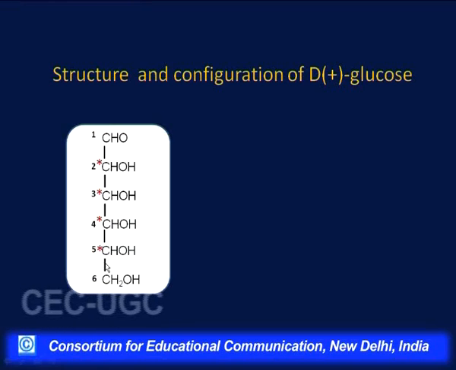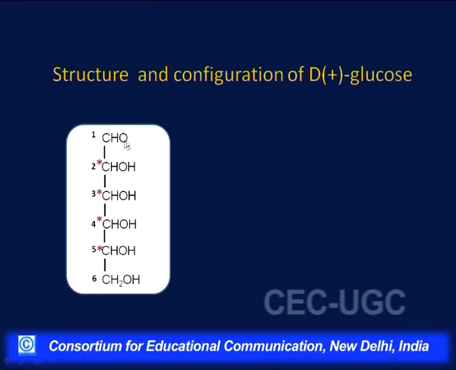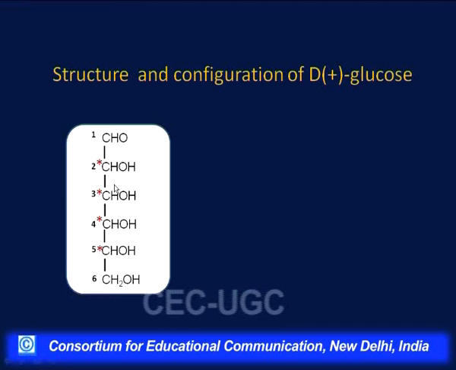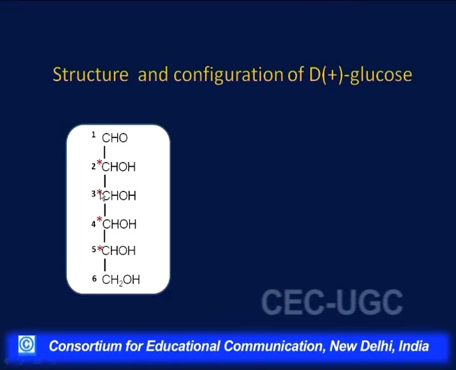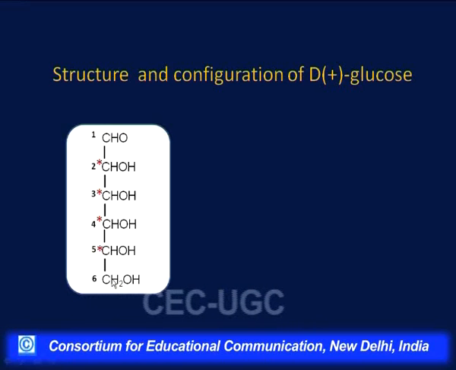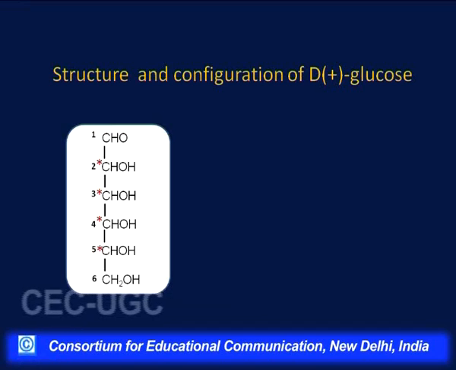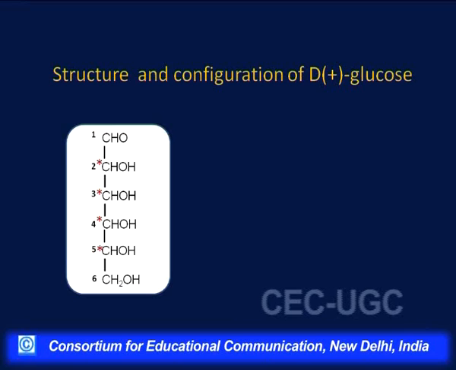Now till now we have discussed that glucose is a molecule which consists of 6 carbons. These 6 carbons are attached to each other forming a straight chain. One of the carbons is present as an aldehydic functional group, which is obviously carbon number 1, and all the remaining 5 carbons contain 1 hydroxyl each. Now if this is the structure, then these 4 carbons which are starred here are asymmetric carbon atoms. So the total number of possible stereoisomers for this molecule is 16, and out of those 16 stereoisomers only one configuration represents D plus glucose.